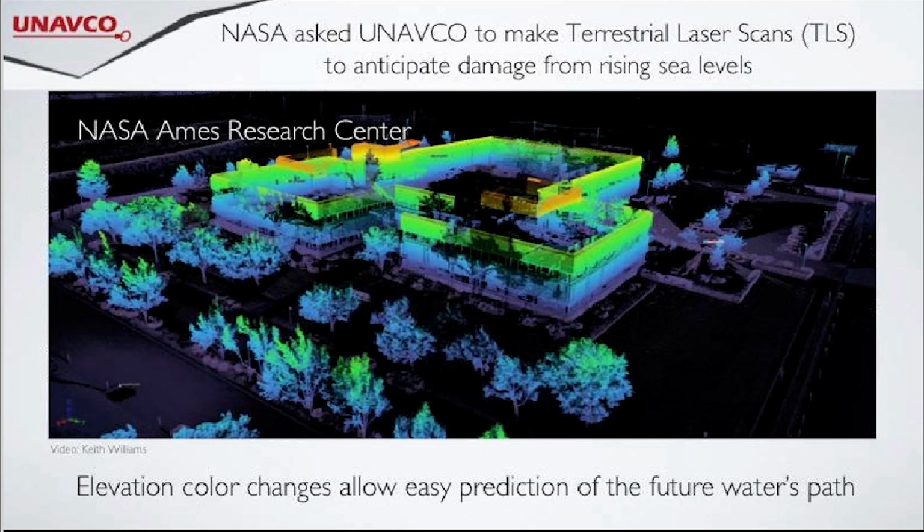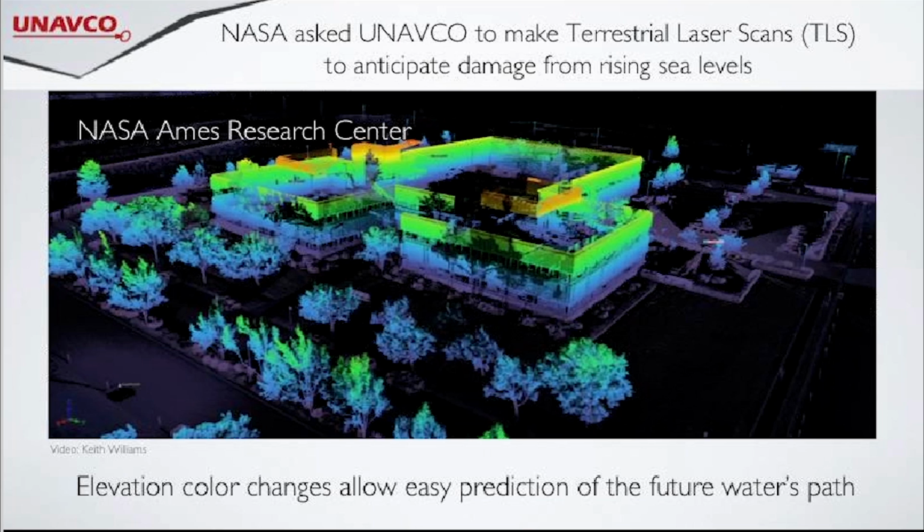All right, much better. So how is NASA going to prepare for the imminent flood? The first step in finding a solution to any problem is to gather data. So they asked UNAVCO and the University of Colorado to make some 3D models of their facilities with terrestrial laser scanning technology. So from now on, we'll just call it TLS.